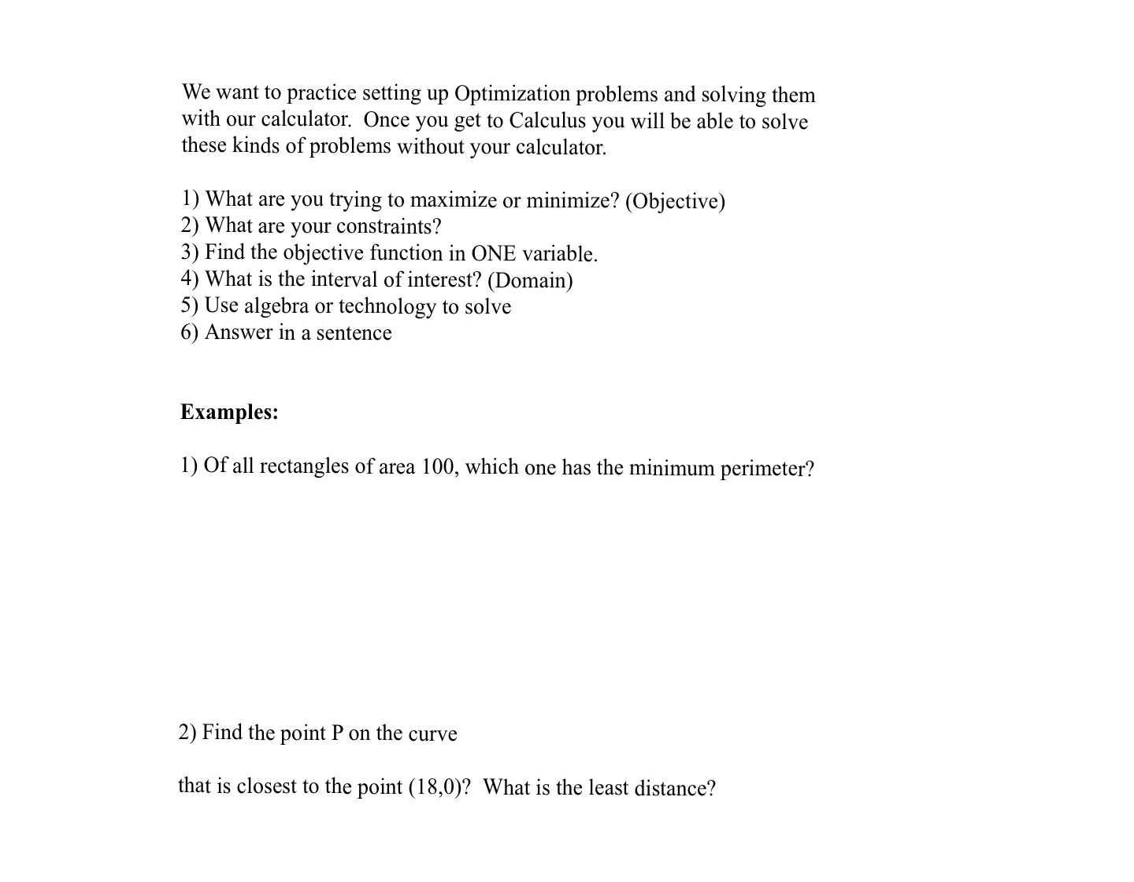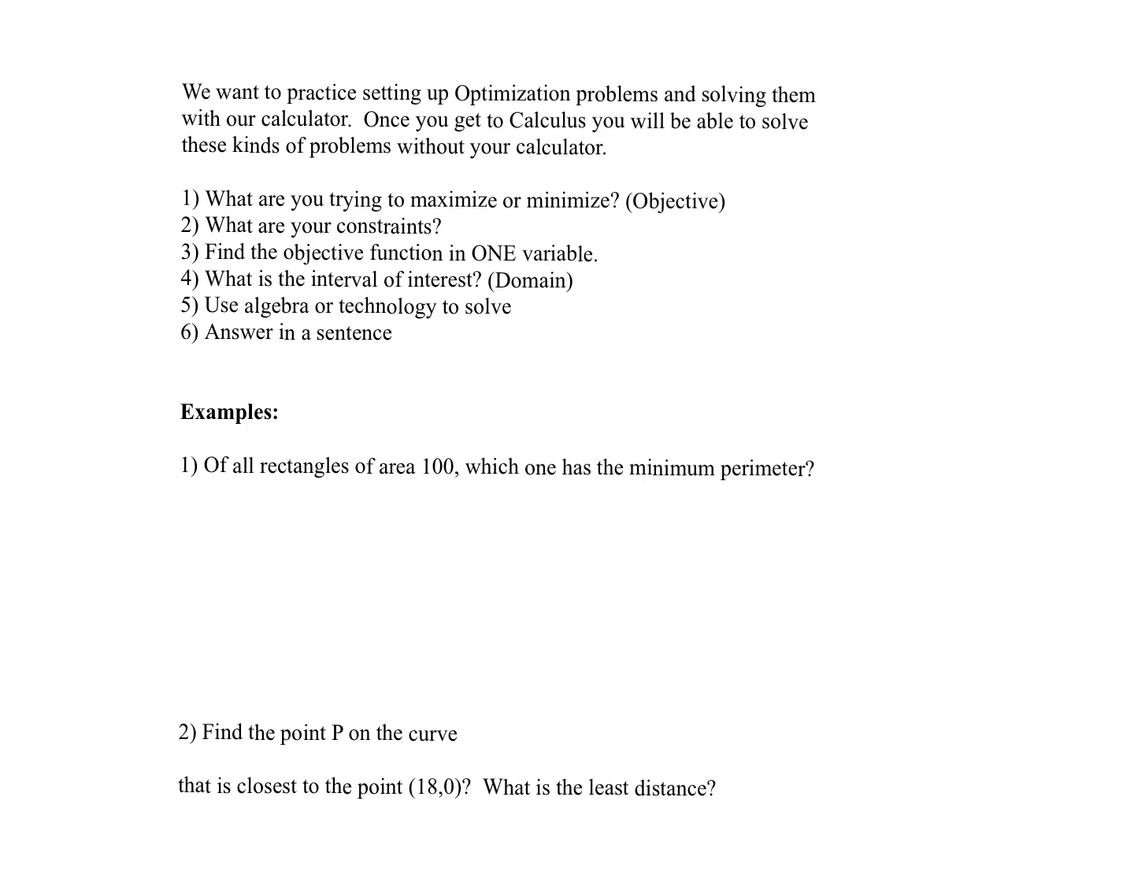So a couple of things we want to do. First, we need to identify what we're trying to maximize or minimize. This is what we call our objective function. And then we have constraints, things that will constrain what we're allowed to do, algebraic constraints. Then we want to find that objective function in one variable. We usually do that by using the constraints. We also want to identify our interval of interest, and then we want to use algebra or technology to solve. For the most part, we'll use technology here, and then we're going to answer in a sentence.